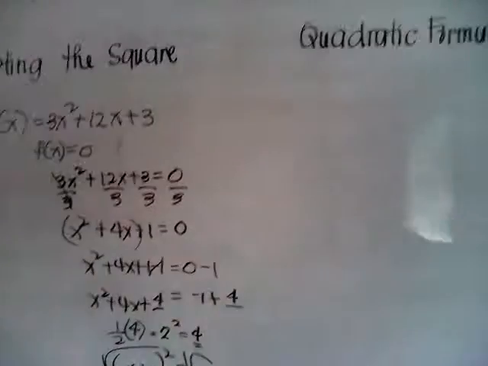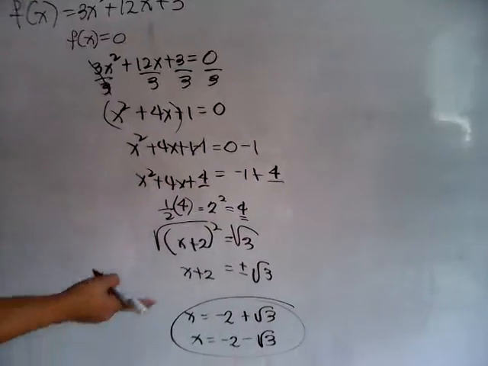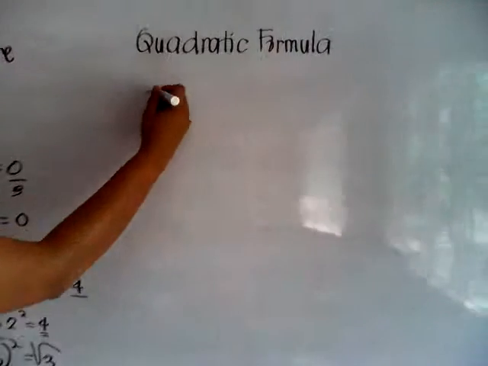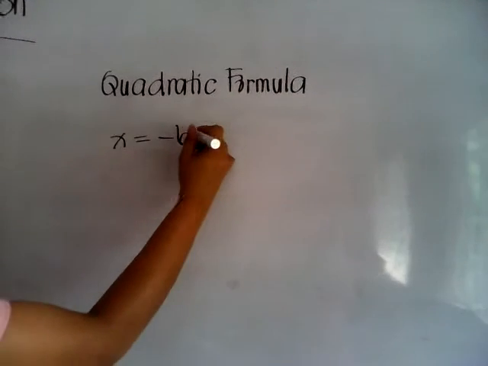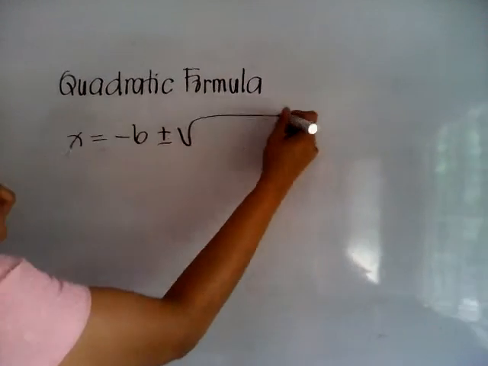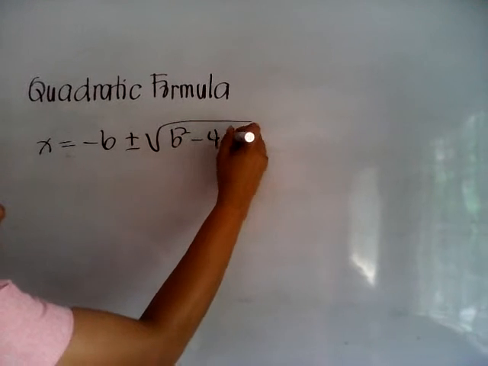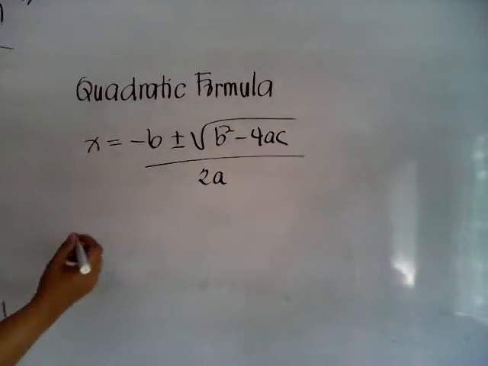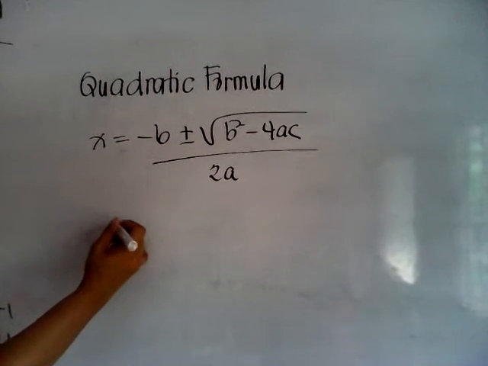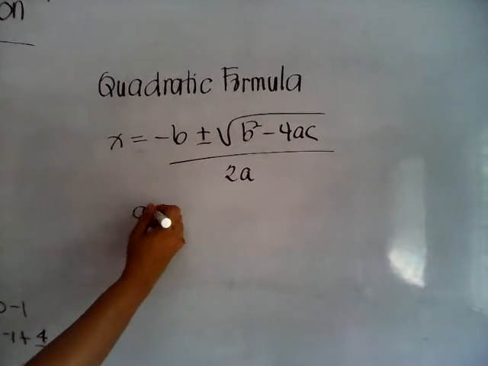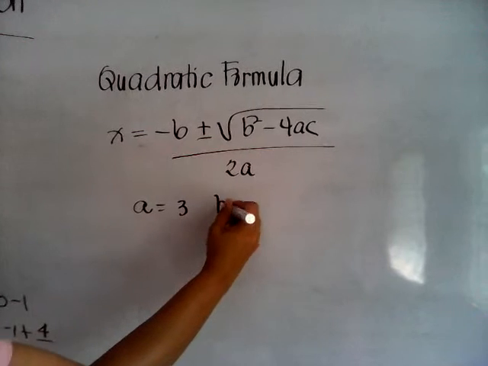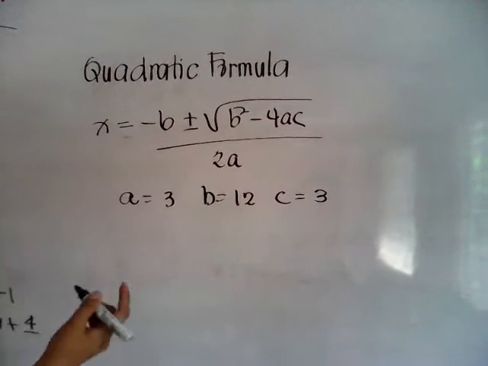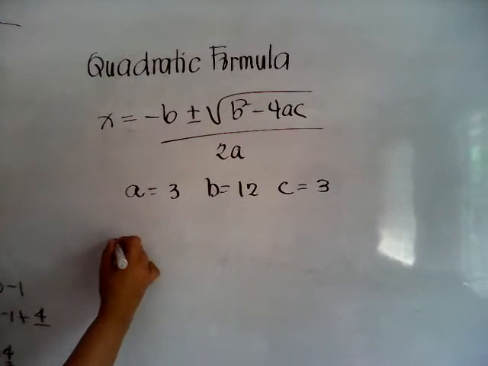Now, we're going to check whether the answers are correct by using the quadratic formula. And what is the quadratic formula? We have x equals negative b plus or minus the square root of b squared minus 4ac, over 2a. Using the same function, we need to identify a, b, and c. Our a is 3, b is 12, and c is 3. Then substitute a, b, and c into the quadratic formula.